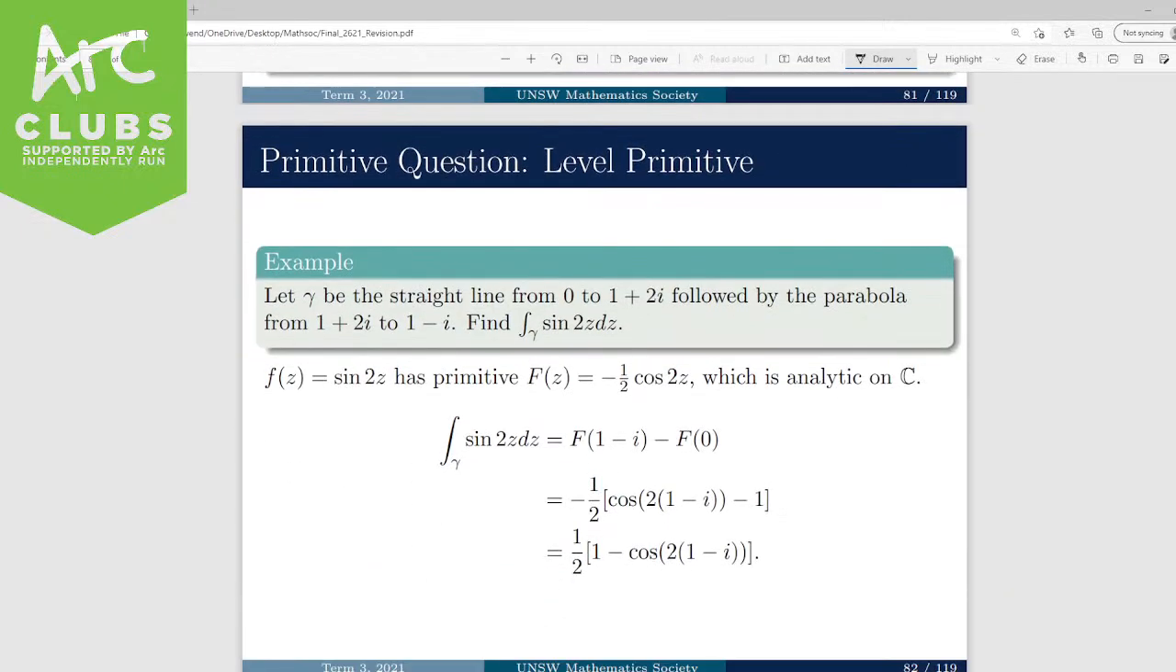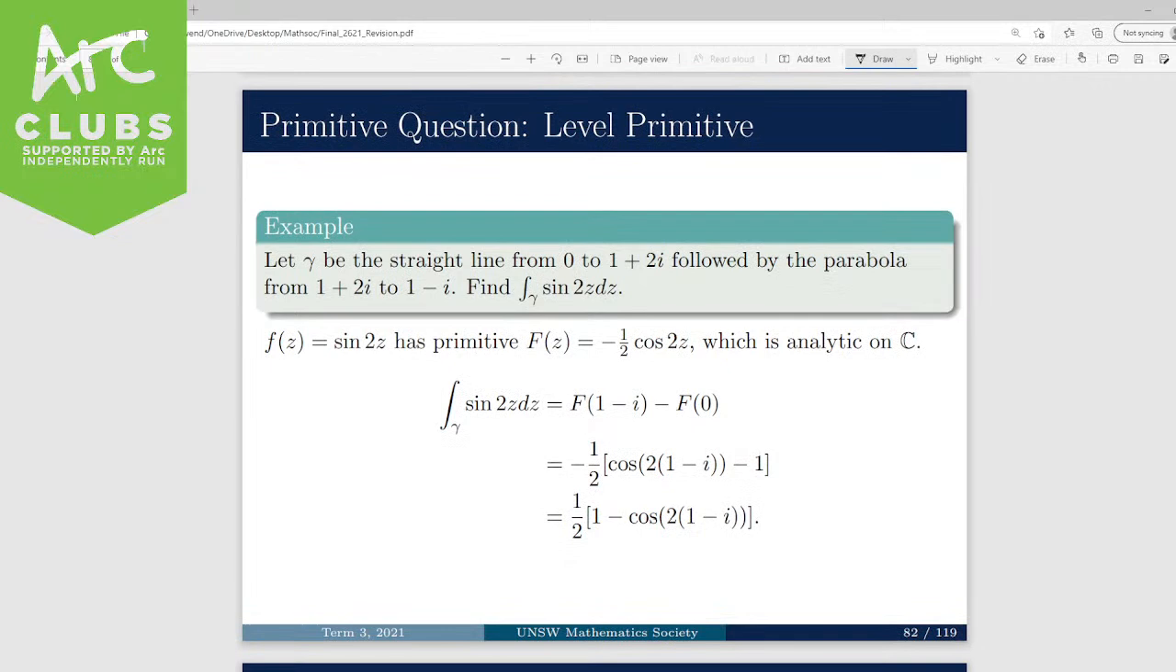So you just got to check out those conditions first before you try using this primitive formula. So a quick example of how you would use the primitive. You have your gamma, a straight line going from 0 to 1 plus 2i, and then some parabola going from 1 plus 2i to 1 minus i. I want you to find the integral of sine 2z over gamma, and you're like, well, I don't really want to find the parametrizations of lines and parabolas and whatever. You can avoid all that hard work, right? You just need to have that primitive, and everything still needs to be holomorphic.